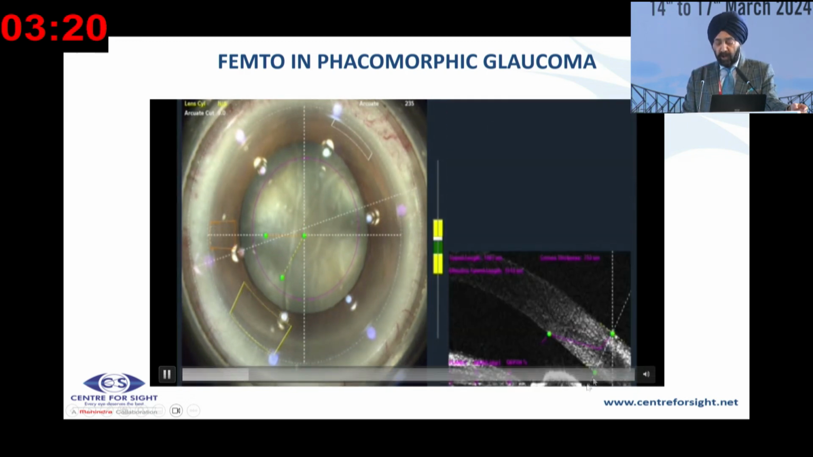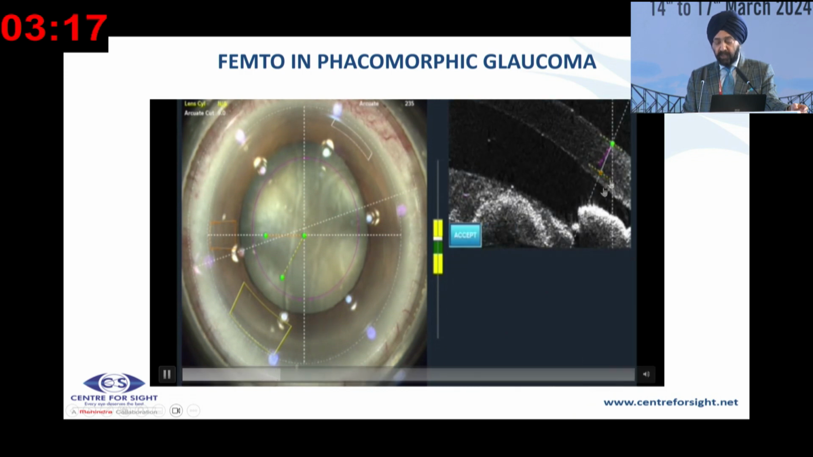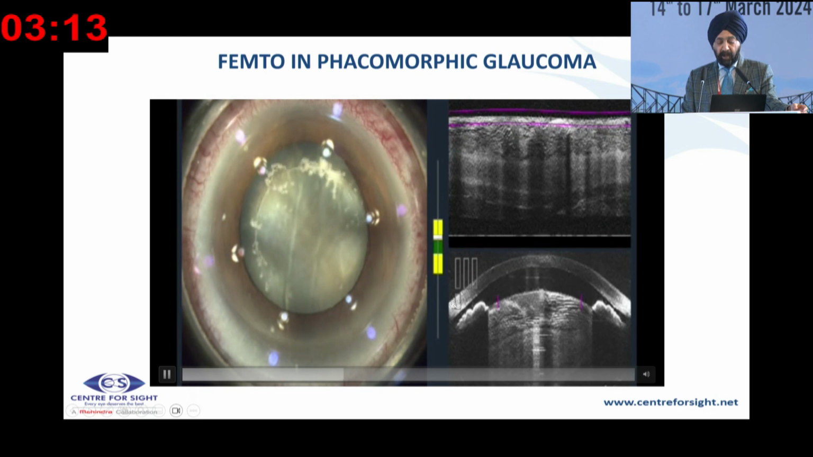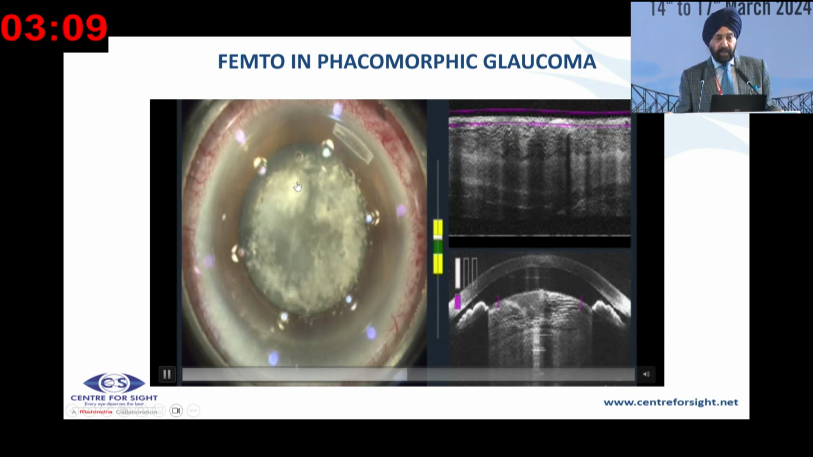Can you see? You can see that the iris is almost touching the back of the cornea. This is an LRI incision that is being planned. See here, this is it, and just see the kind of fluid that came out.